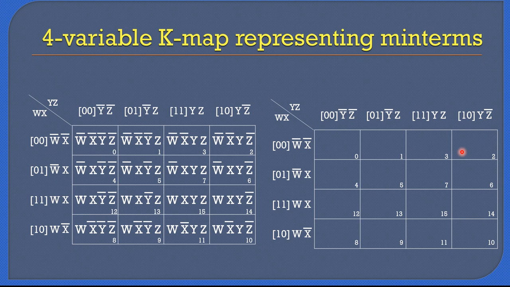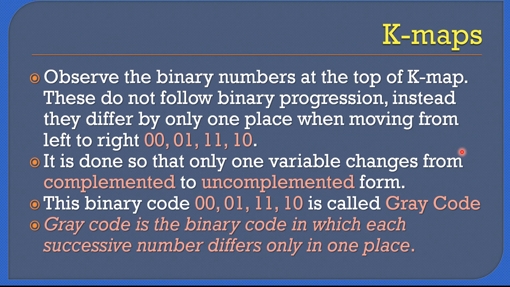Why are we doing it? Whenever you have a Boolean expression and want to minimize it using a K map, when you use this type of gray code, it is easy and it reduces the expression to its most minimal form. Now you are going to see what this actually is. Observe the binary numbers from top to top of the K map, and these do not follow the binary progression. Instead they differ by only one place, when moving from left to right, that is 0 0, 0 1, 1 1 and 1 0.